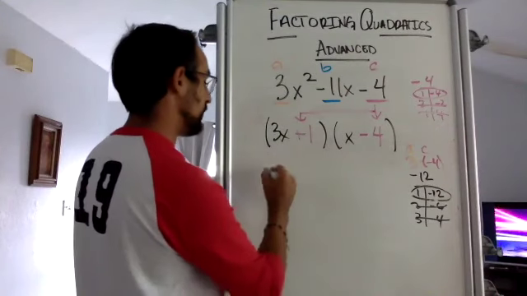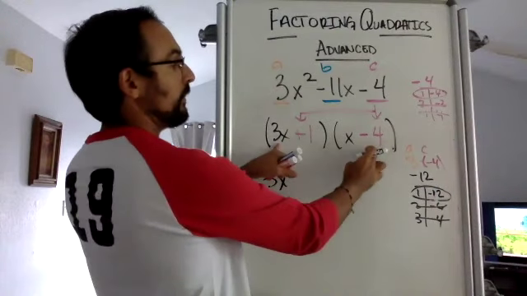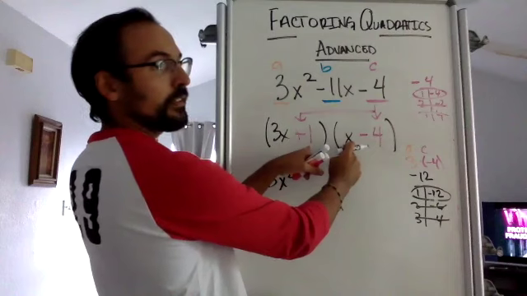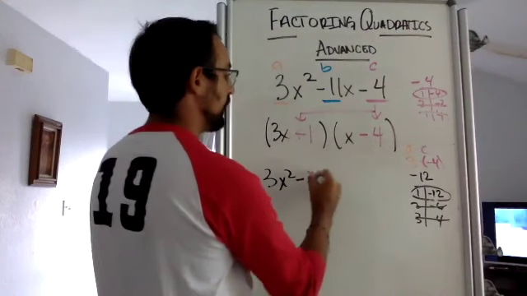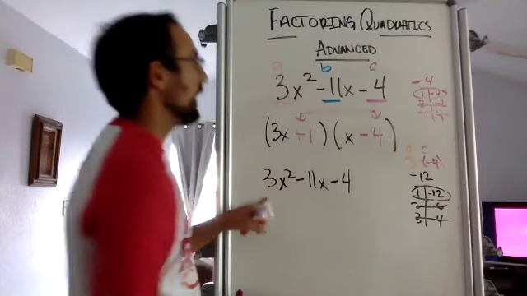3x times x is 3x squared. We're doing the middle step in our heads. 3x times -4 is -12, plus 1 times x. -12 plus x is -11x. And then 1 times -4 is negative 4. Did I get it right?